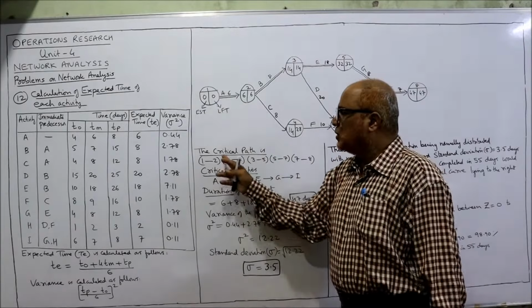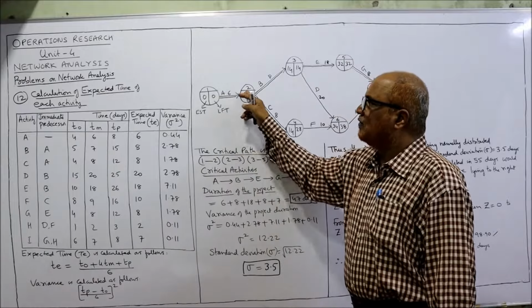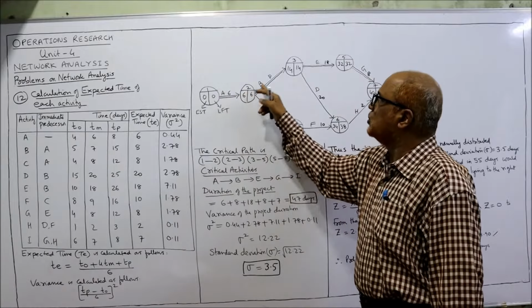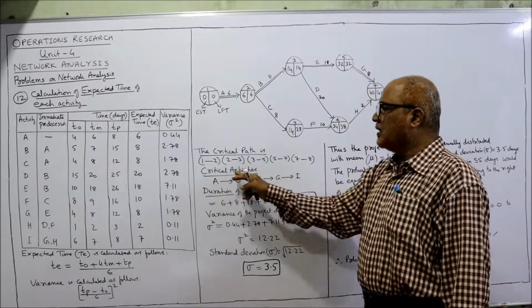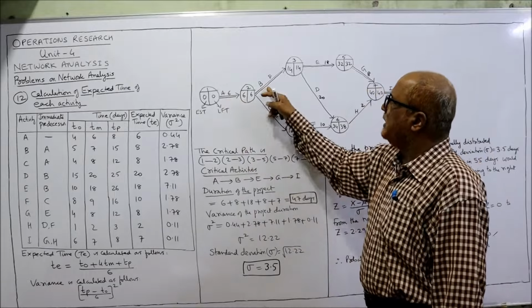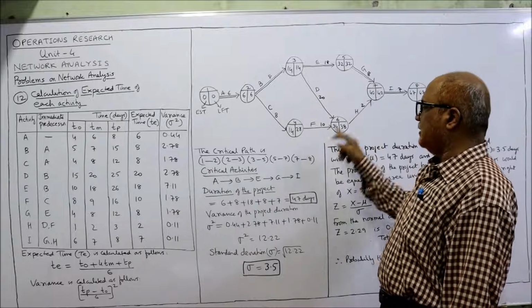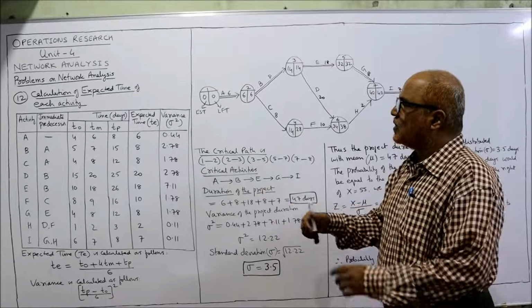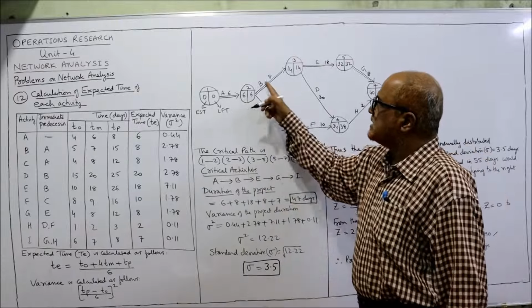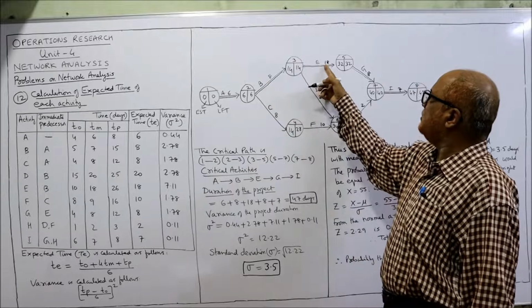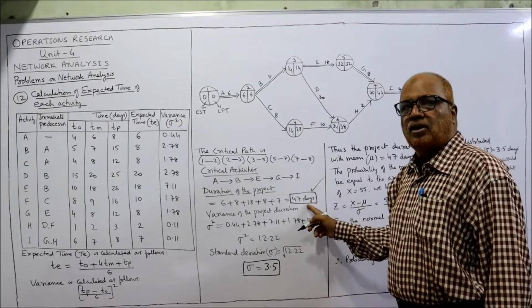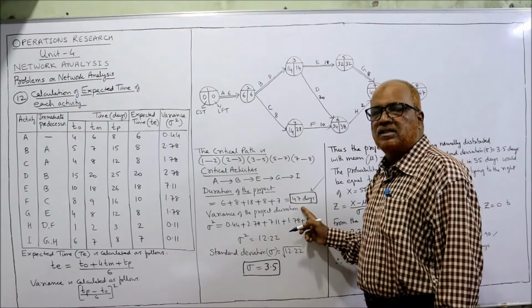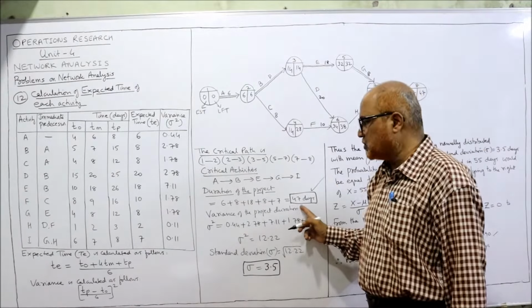That's it. So the critical path is 1 to 2, first event to second event, 2 to 3, 3 to 5, 5 to 7, 7 to 8. And the critical activities are A, B, E, G, I. For the duration of the project, add up 6 plus 8 plus 18 plus 8 plus 7. You will get 47 days. So the duration of the project is 47 days. In 47 days we will finish off the project.